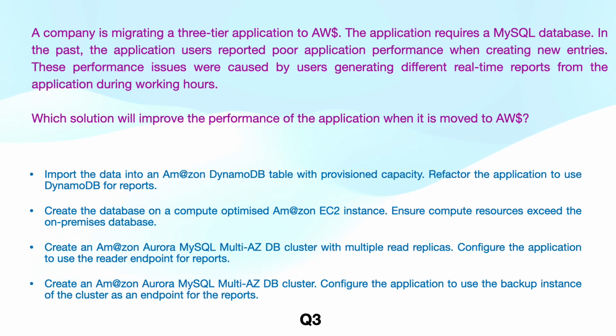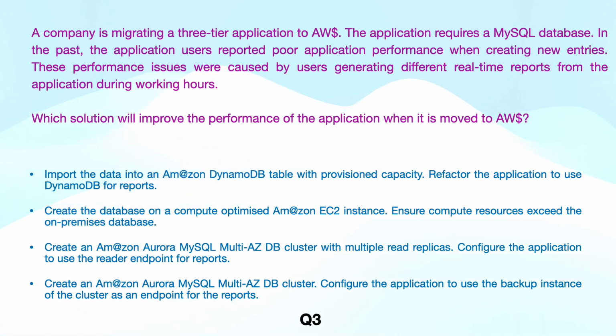A company is migrating a 3-tier application to AWS. The application requires a MySQL database. In the past, the application users reported poor application performance when creating new entries. These performance issues were caused by users generating different real-time reports from the application during working hours. So which solution will improve the performance of the application when it is moved to AWS?